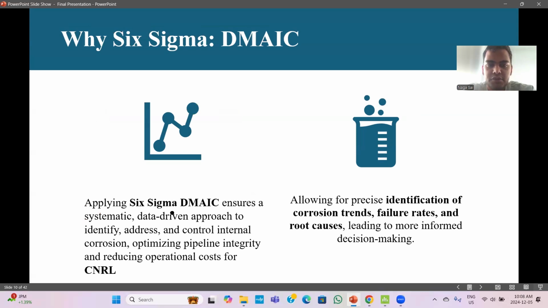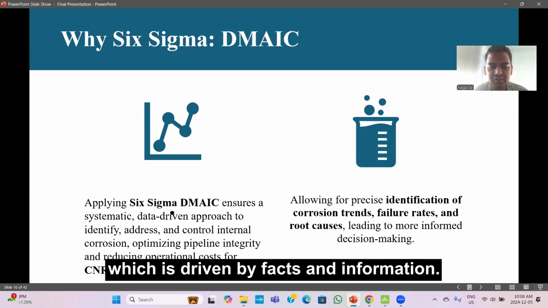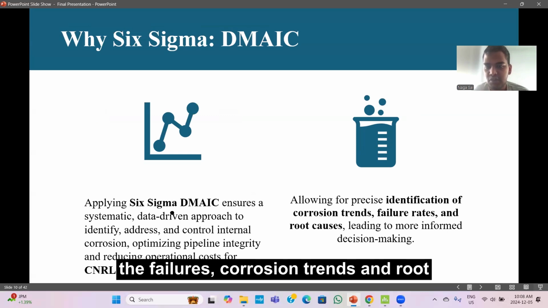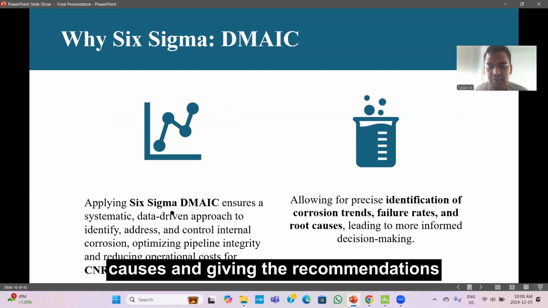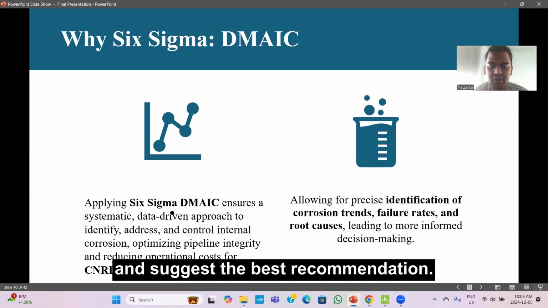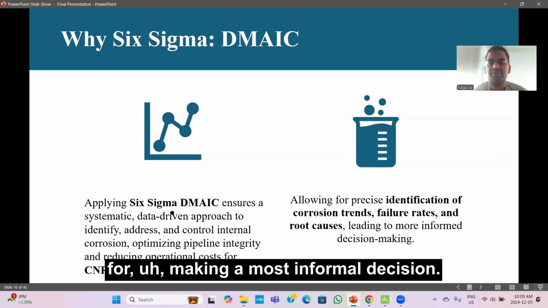Why Six Sigma? We chose Six Sigma because it's a method driven by facts and information, and this method allows us to identify failures, corrosion trends, and root causes, and give recommendations to improve lifespan and reliability, and suggest the best strategies to mitigate the corrosion. So all this will serve a company in making the most informed decisions.